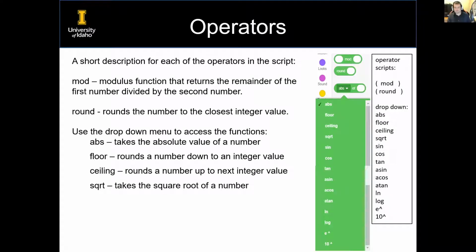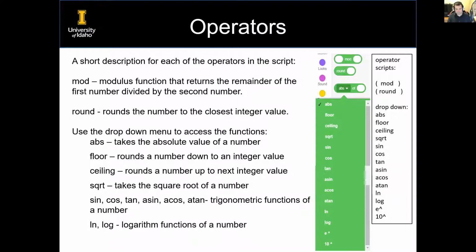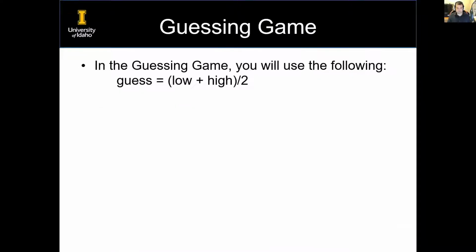Square root, or SQRT, takes the square root. Sine, cosine, tan, arc sine, arc cosine, arc tangent. These are all trigonometric functions, for those of you that have taken Algebra 2 or geometry. You know what I'm talking about with that. ln and log, these are logarithmic functions. And e to the power, 10 to the power, these are exponential functions.